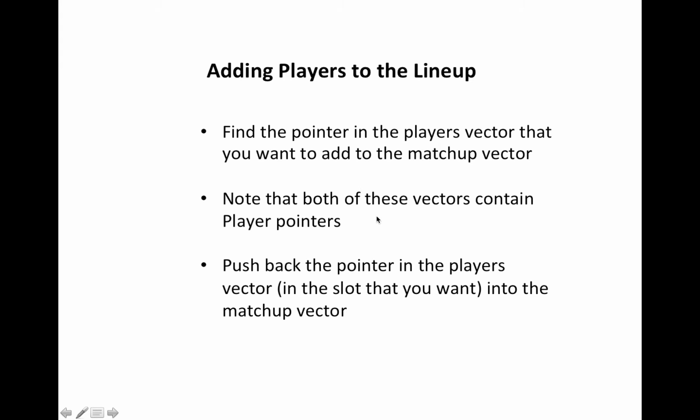Note that both of these vectors contain player pointers, and push back the pointer in the player's vector into the matchup vector. So the way I could do that, if my matchup vector was just called matchup, I could say matchup.pushback players at slot 0. Okay? When you guys do this on your own, you'll notice that you're going to have to find the player by name, get the index, kind of like a find function, and then based on that index, wherever he's found in the player's vector, add it to the matchup vector.